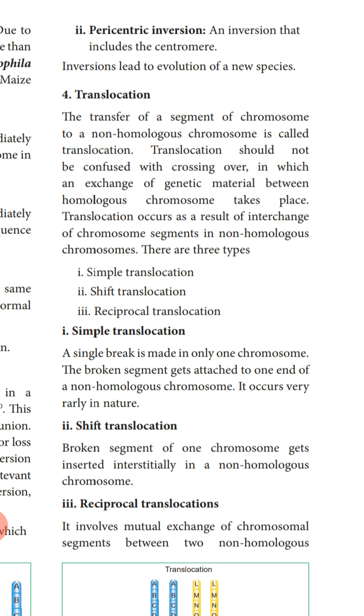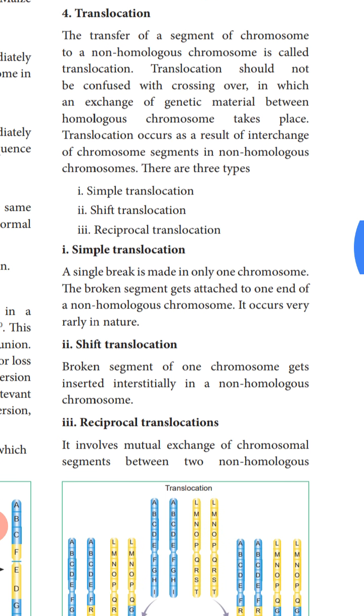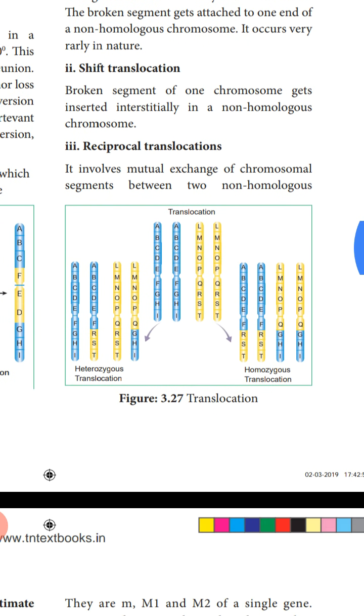Next, the third type is the reciprocal translocation. It involves mutual exchange. So reciprocal translocation is what? It involves mutual exchange of chromosomal segments between the non-homologous chromosomes.